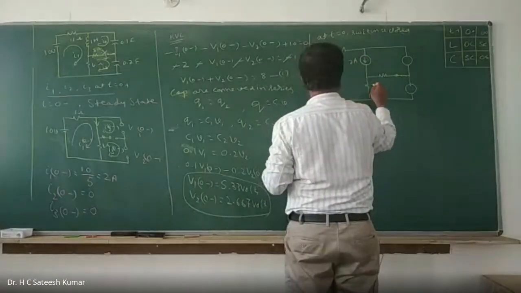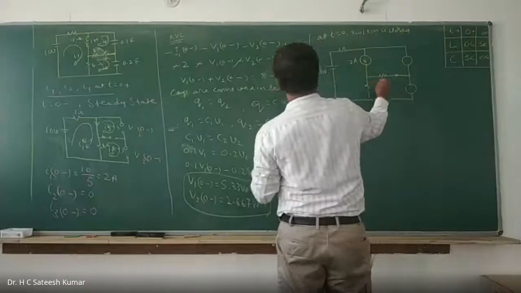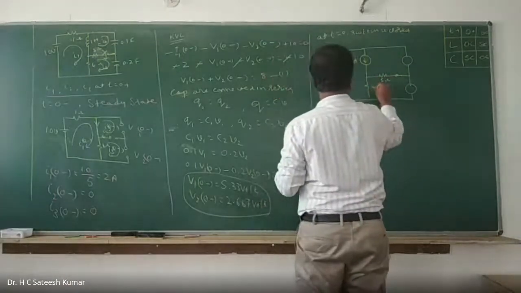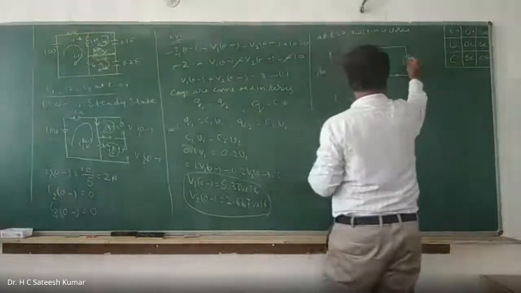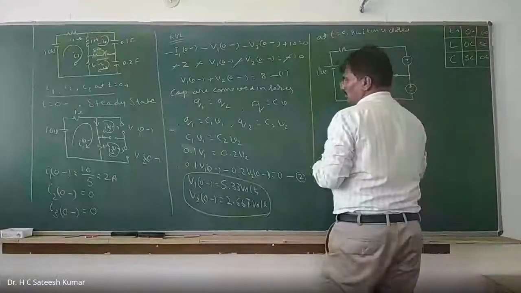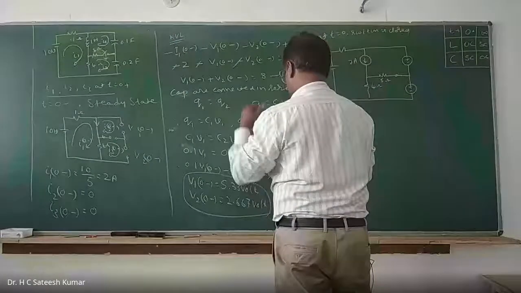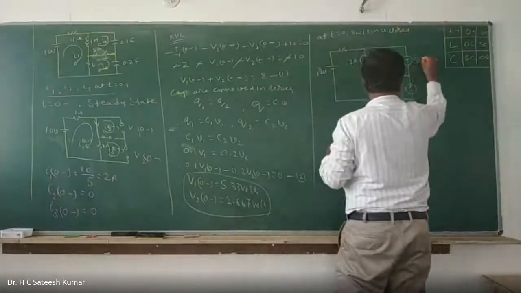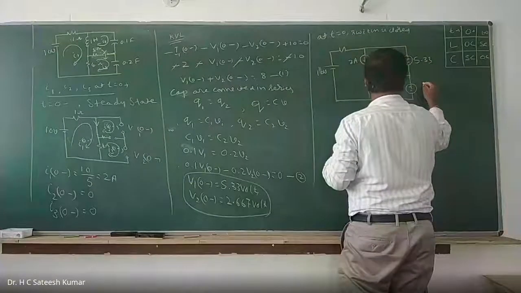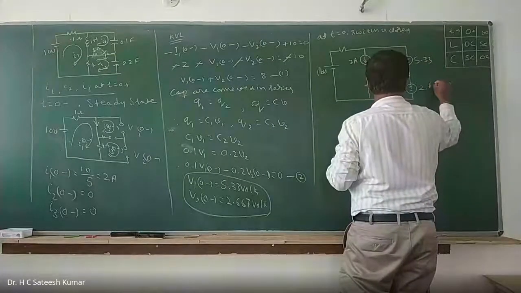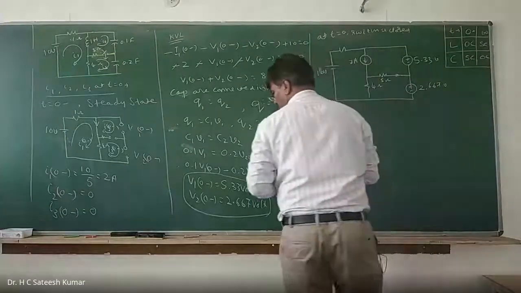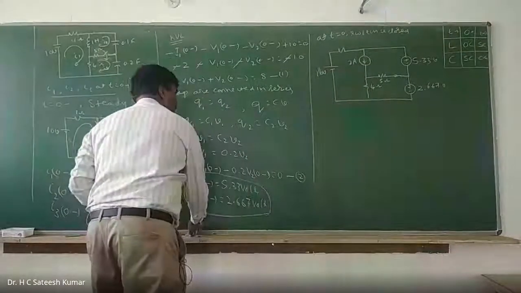And this resistor's resistance value is 5 ohms, and this will be 4 ohms. And this voltage is what? Plus or minus the voltage source value. Voltage source value V1 is 5.33 and 2.667 volts. Okay. Now what is it that we have? Apply KVL.